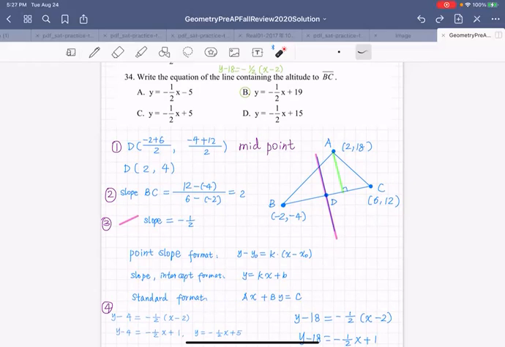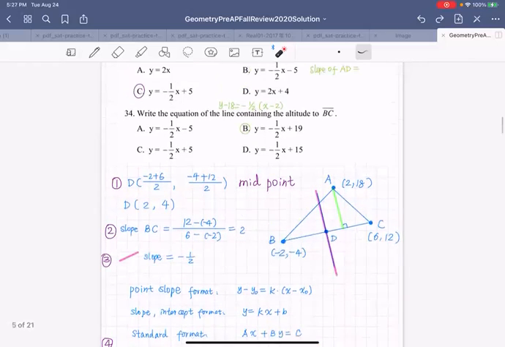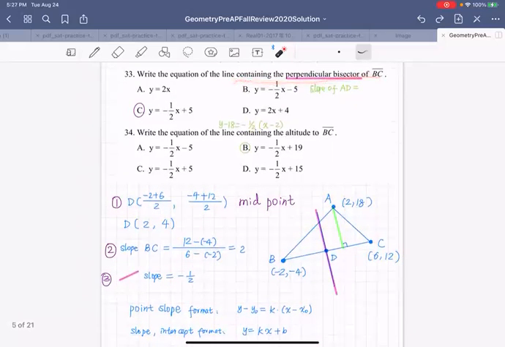For high school, you need to figure out those steps by yourself. Right? You read the question. BC, perpendicular bisector. Who is perpendicular bisector? You look for the midpoint first, and then you do the perpendicular line. That is called the perpendicular bisector. Does this make sense?